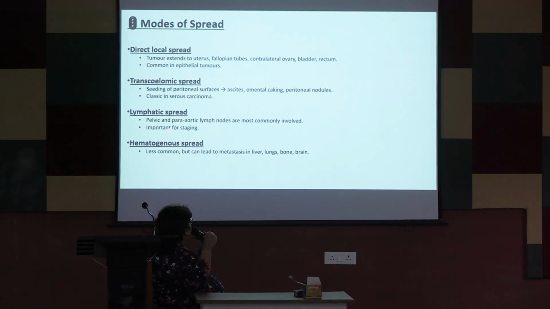Lymphatic spread: the ovary drains into paraaortic lymph nodes, and these are the most commonly involved lymph nodes, and this lymphatic involvement is important for staging. And hematogenous spread is less common, but metastasis can occur in liver, lungs, bone and brain. These are the common sites of metastasis: liver, lungs, bone and brain.